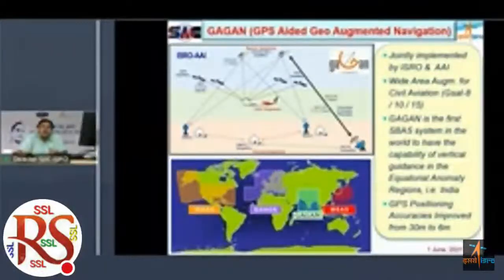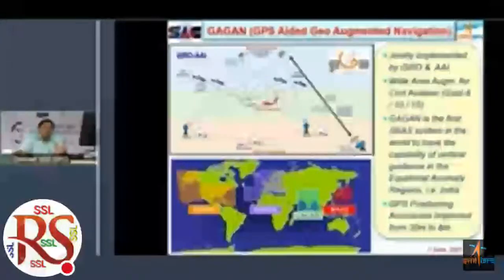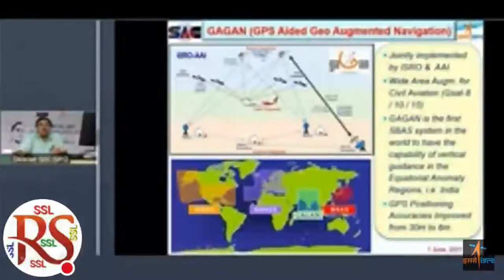This system has been set up because a normal GPS receiver, if I use it in this aircraft, will not give me the desired accuracy. And there are many other error mechanisms that will distort the value of the location. The other problem is that when an aircraft moves from one place to another, it will pass through various countries. So it should seamlessly integrate and work with the satellites of that particular country also. That's why this standardization has been carried out.